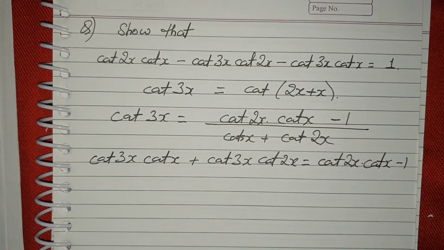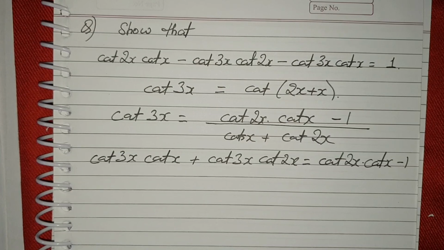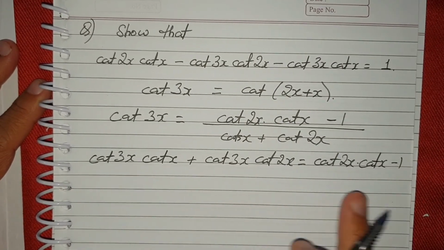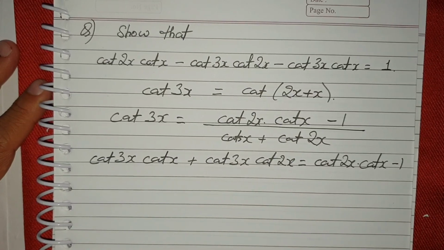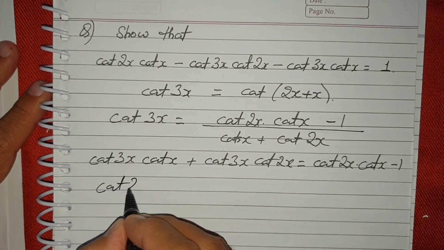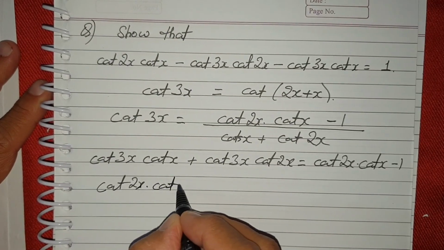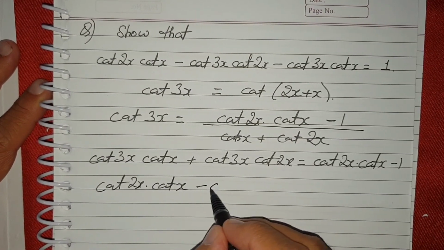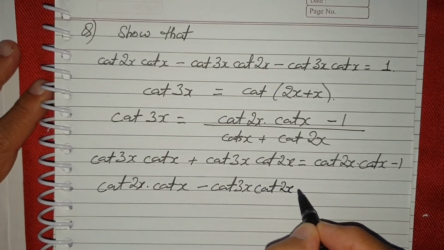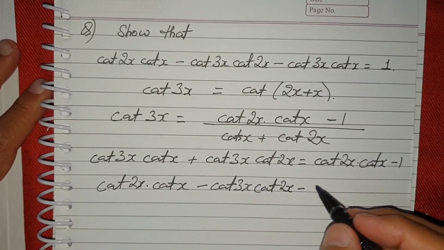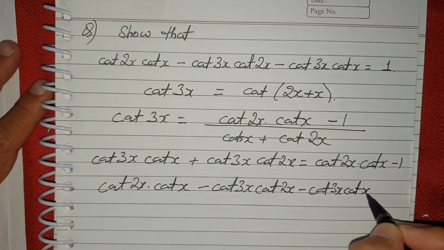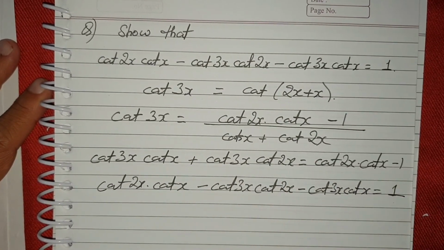Okay. Now just rearranging them. When you rearrange them, we take the 1 to that side and these two to this side. This will give you cot 2x cot x minus cot 3x cot 2x minus cot 3x cot x equals 1. We just have to rearrange it. That is all.